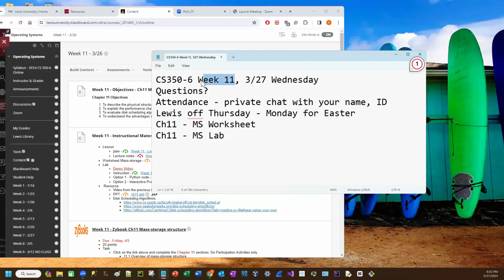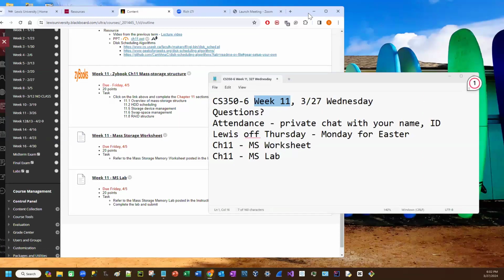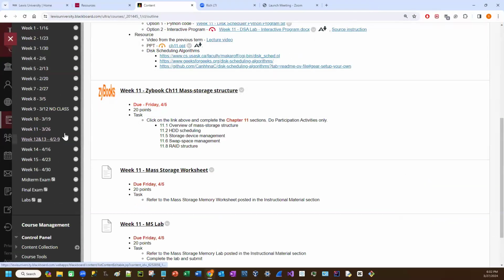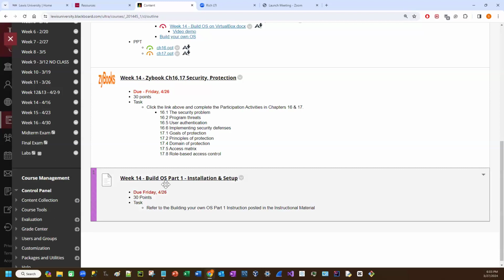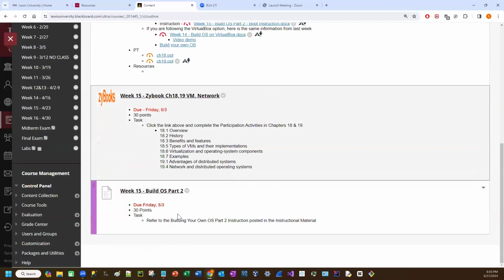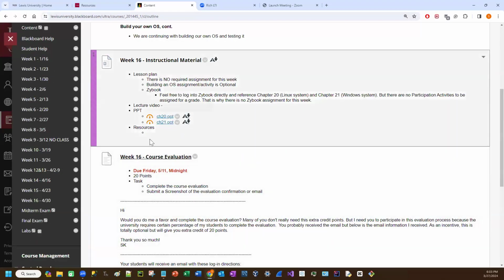Maybe a word about week 11. This week is 11, which means we're heading toward the end. As you can see on my blackboard, we have 1, 2, 3, 4, just about a month to go. The end is near, and week 14 is where we do the sampling of the building of operating system part 1, and then week 15 is part 2, and that's pretty much it. Week 16, we don't have much going on other than the course evaluation.